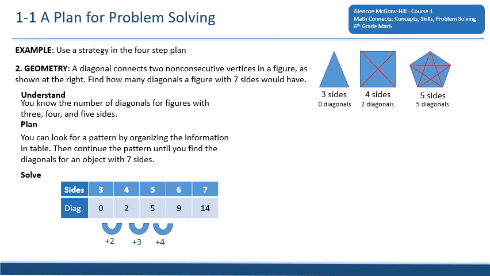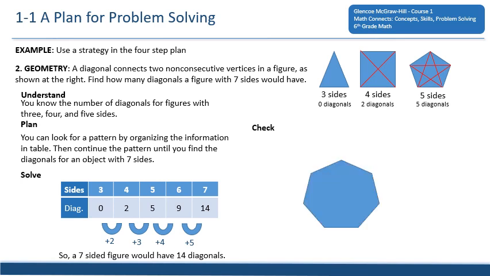So now 6 sides we have 9 diagonals, and 7 sides we have 14 diagonals. So a 7-side figure would have 14 diagonals, and we can check that by drawing a 7-sided figure, and then we can draw the diagonals in.